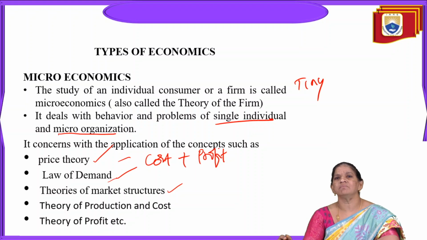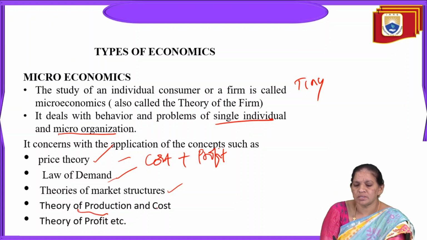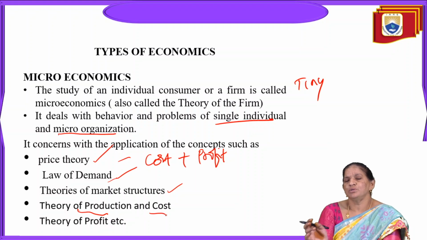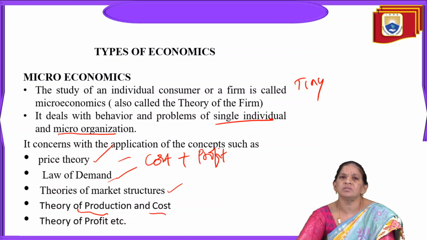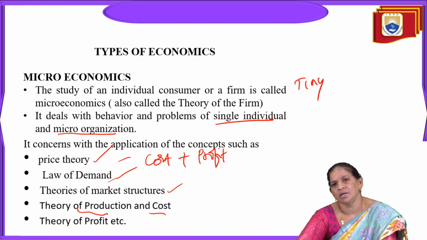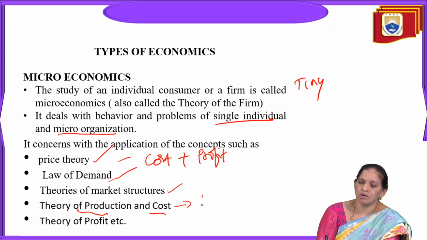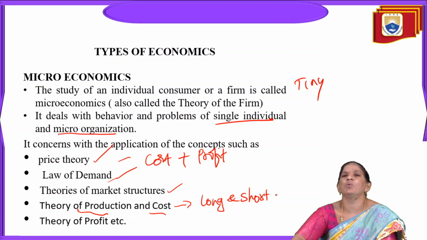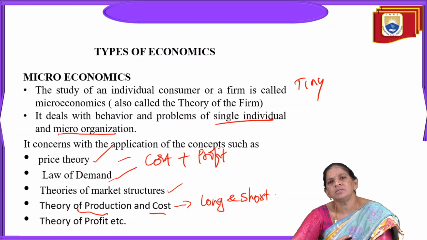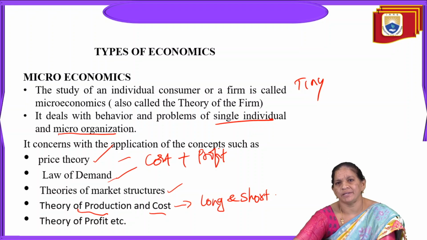The next one comes under the theory of cost of production. Here we see production and cost. How many units of goods we are producing in an organization, and what is the cost related to that production, we should identify in the theory of production. In the same way we come across long run and short run production functions, based upon which the variation in the cost structure also takes place.